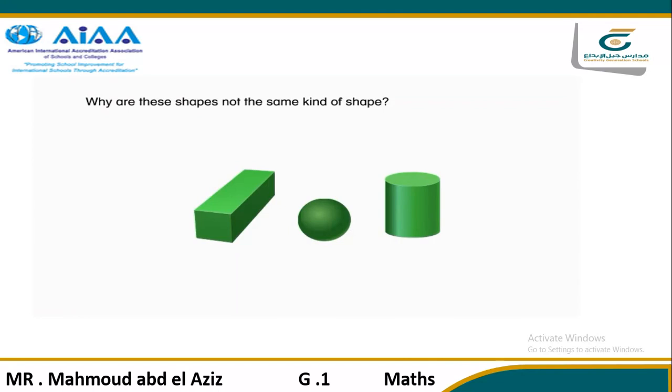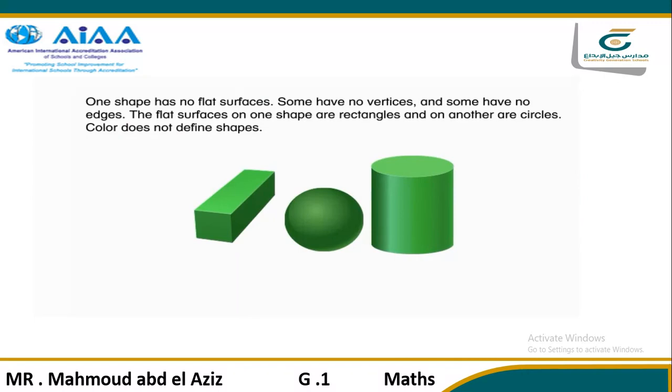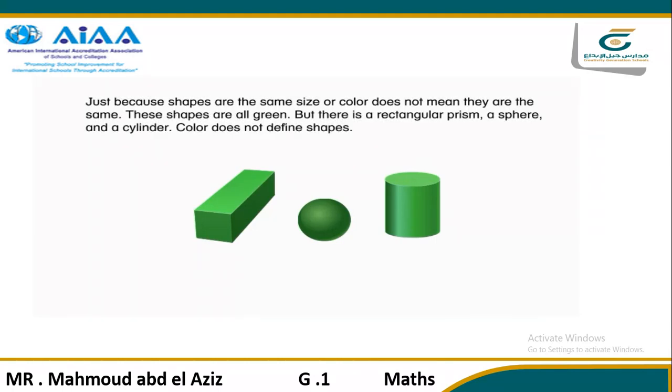Why are these shapes not the same kind of shape? One shape has no flat surfaces, some have no vertices, and some have no edges. The flat surfaces on one shape are rectangles, and on another are circles. Color does not define shapes. Just because shapes are the same size or color does not mean they are the same. These shapes are all green, but there is a rectangular prism, a sphere, and a cylinder. Color does not define shapes.